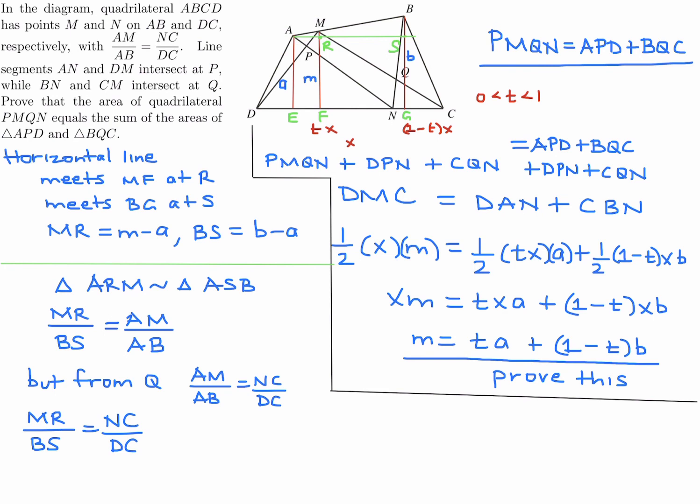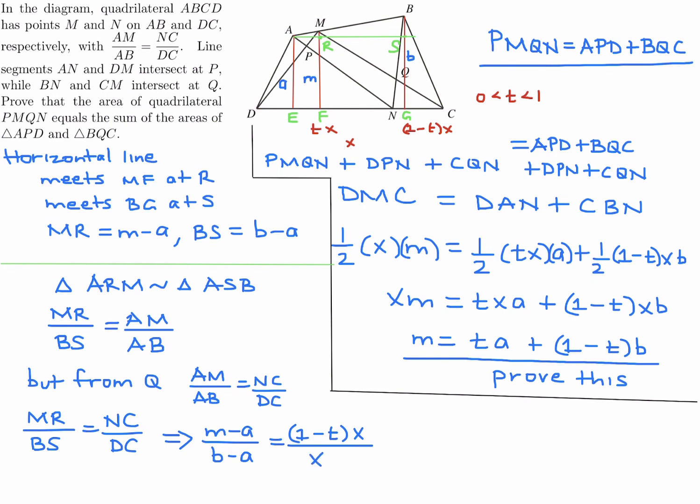And then now we can substitute everything that we've labeled. MR, what is MR? It's m minus a. So put that there. BS, what is BS? It's b minus a. So put that here. And that's equal to NC over DC. Well, what is NC? NC is from there to there, which we had previously labeled as 1 minus t times x. And DC is all the way from there to there, which we had previously denoted as x.